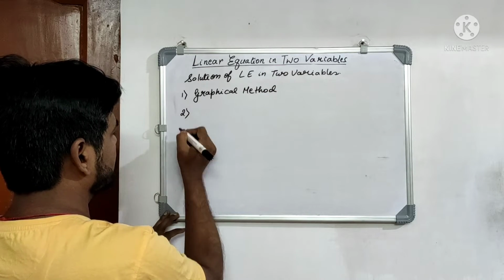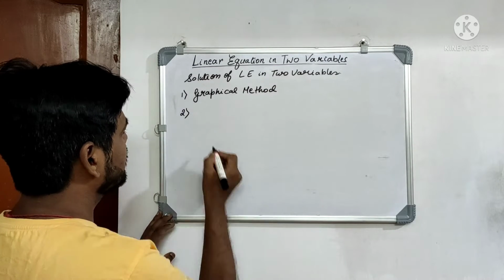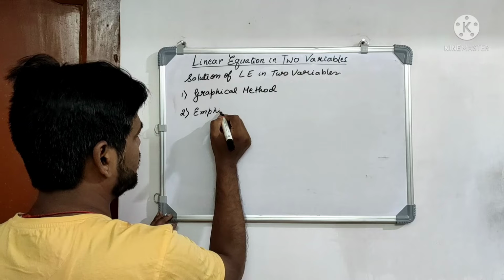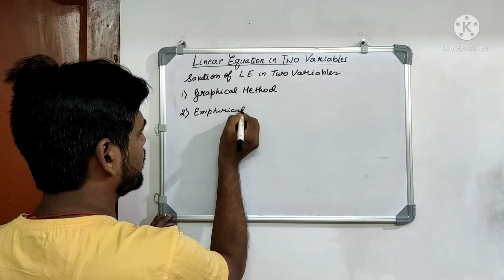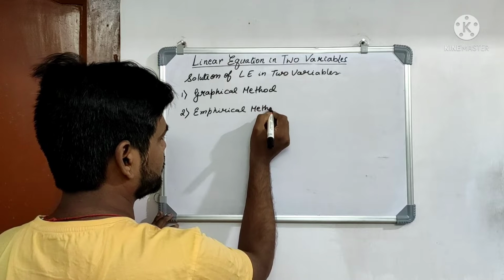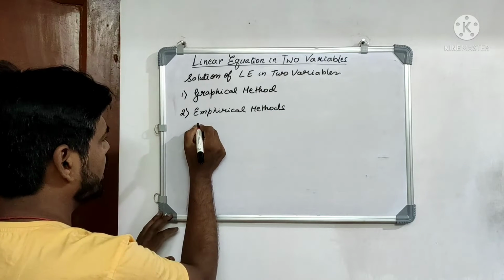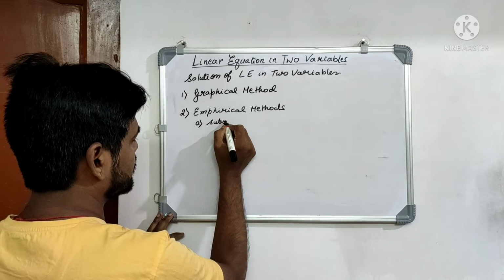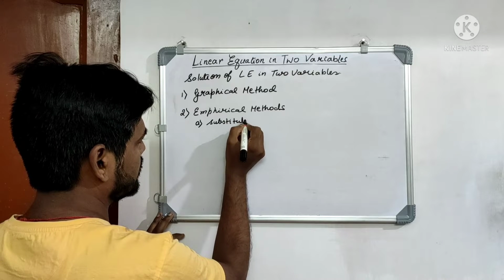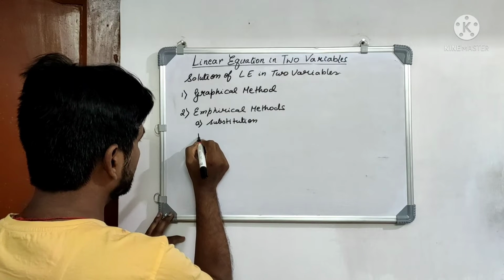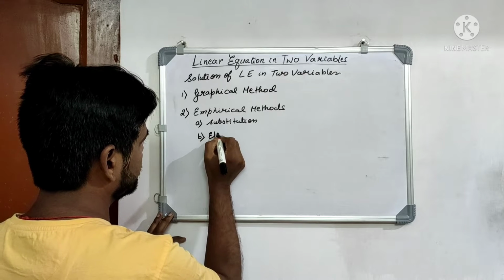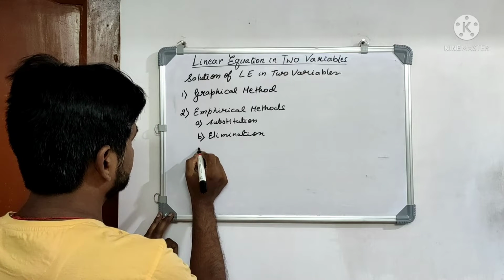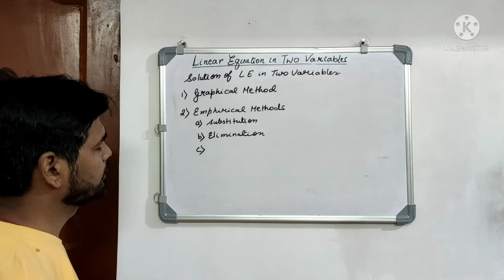The second method is known as solving simultaneous equations by the different algebraic methods. Here we have sub-methods associated with this: the substitution method. Then we have another method that is known as the elimination method. And the third method is the method.